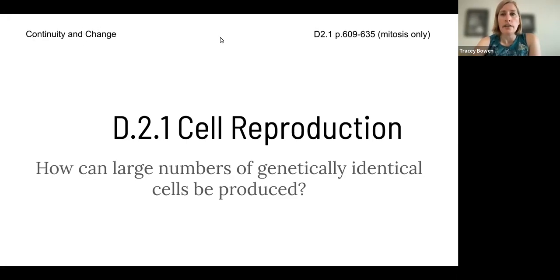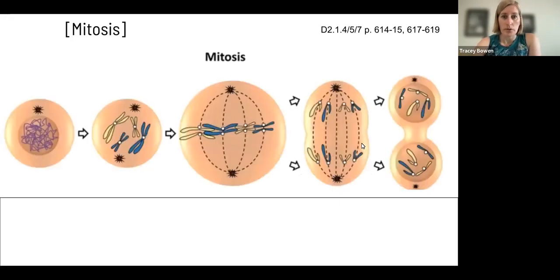The change aspect comes in when we start looking more at a process called meiosis, which is how sex cells are made. Their sex cells are called gametes. And it goes through the initial phase of mitosis with some different changes involved in order to make genetically separate and unique sex cells. We will learn more about meiosis later on, but this is the process of mitosis.